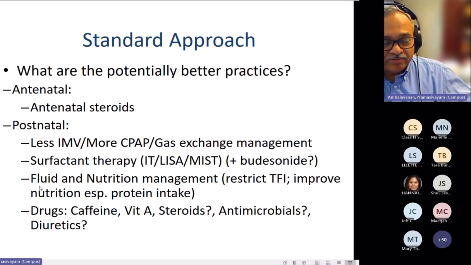And we all know the importance of fluid and nutrition management, restricting fluid intake, improving nutrition, especially protein intake, and multiple medications. The ones which have been proven to reduce BPD are caffeine and vitamin A. Steroids, again, they do reduce BPD, but again, it's not universal. You've got to use them carefully. Antimicrobial use, again, based on the situation. And diuretics, people use them, but again, do they really work? What's the long-term effect? We don't know.